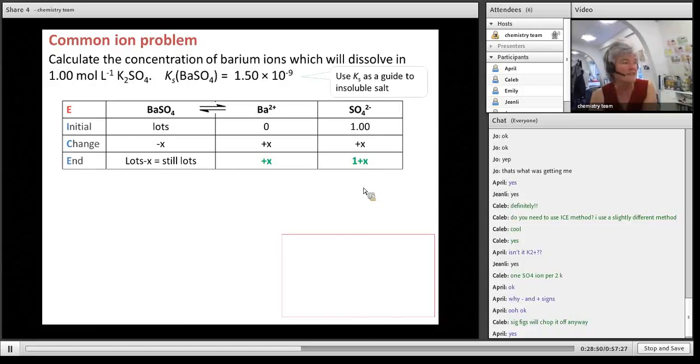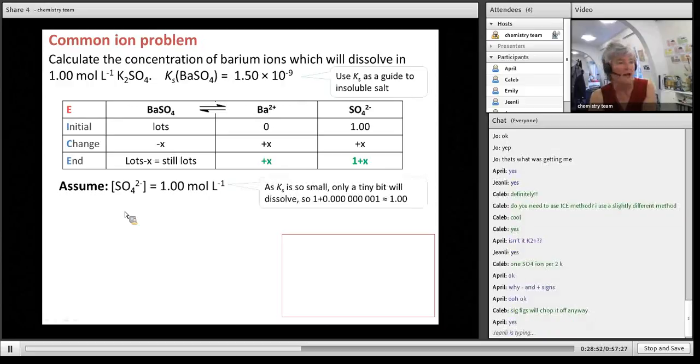Okay, so that is our assumption. Our sulfate is going to stay 1 because, as Caleb quite correctly said, the significant figures are going to chop that off. So that's our first assumption, and our other assumption that there wasn't going to be anything there.